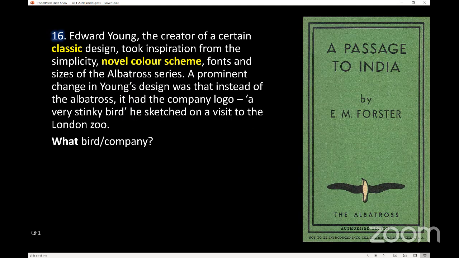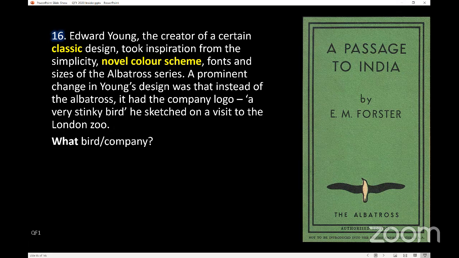Question 16. Edward Young, the creator of a certain classic design, took inspiration from the simplicity, novel color scheme, fonts, and sizes of the Albatross series of books. A prominent change in Young's design was that instead of the albatross, it had the company logo, a very stinky bird he sketched on a visit to the London Zoo. So what bird did he sketch, which is also the name of the company?